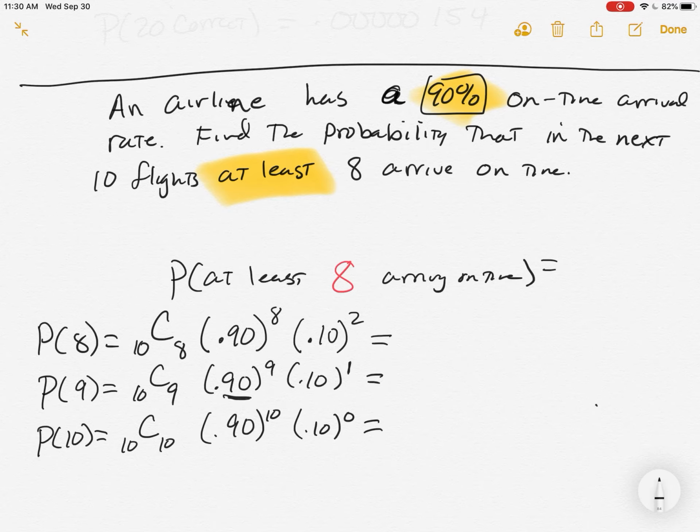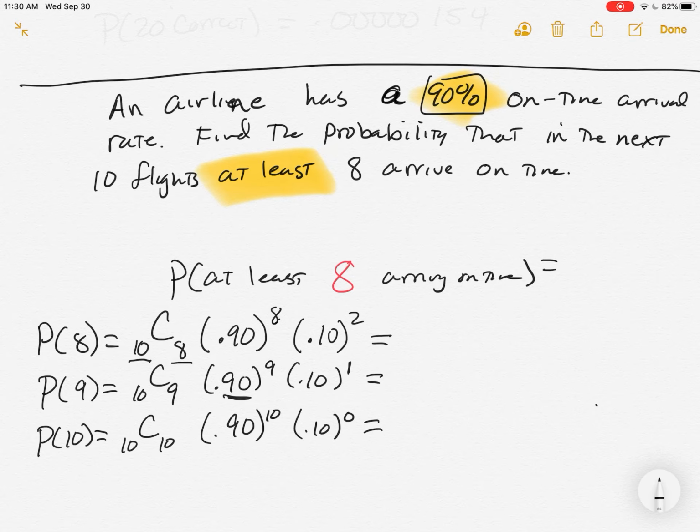But let's go calculate these. So hopefully this is making sense. If I just relook at the 8, out of 10 flights, I need 8 to arrive on time. Arriving on time has a 0.9 probability. I just said I need 8 of them. That means I need the other 2 to be late. That has a 0.10. So I'm just trying to say it in different ways.